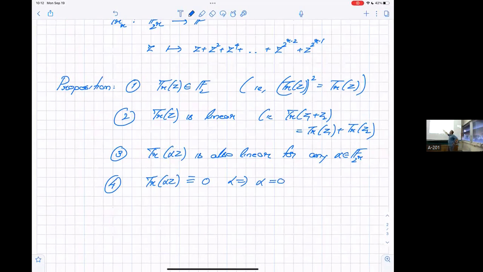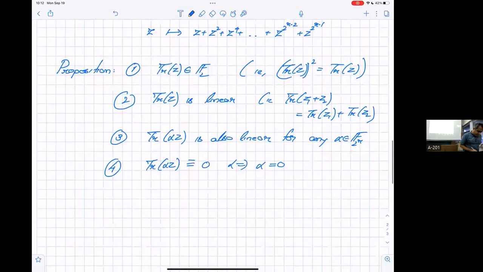Whenever alpha is non-zero, trace alpha z is some linear map from the large field to the small field, but it's a non-zero linear map. Okay, now that we have looked at all this, let us look at the set of all such functions. For every alpha, let's look at the set of all functions of this type.